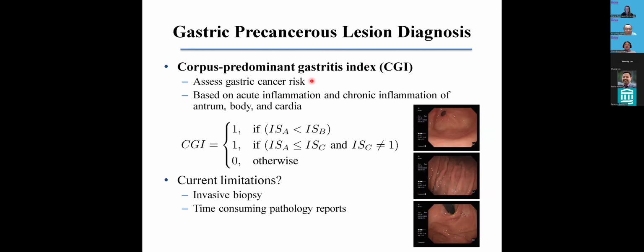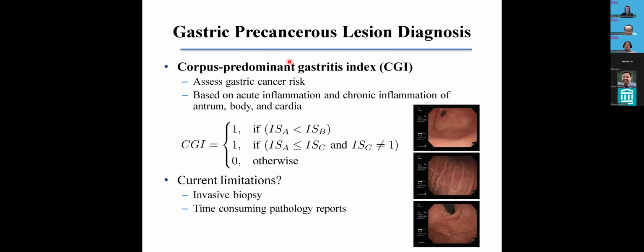In our work, we want to solve the gastric precancer lesion diagnosis problem. So what is the gastric precancerous lesion? It is a lesion that occurs before the cancer. So it is very important to be diagnosed, because if you have this lesion, it implies that you probably will get cancer in the near future.